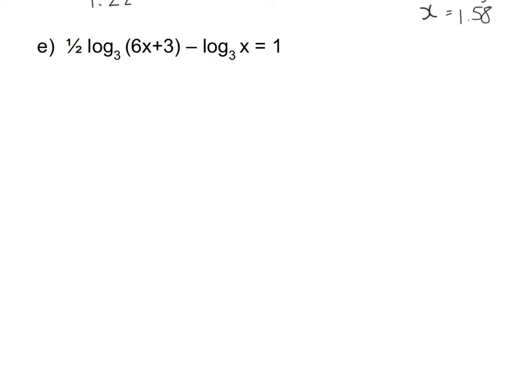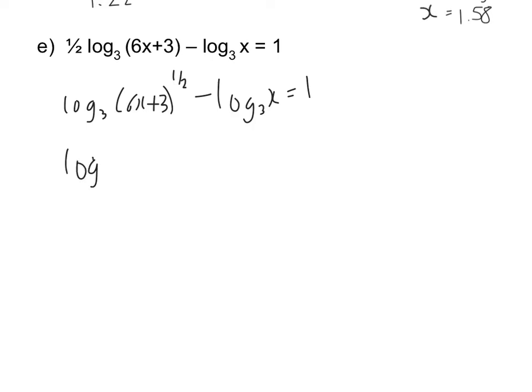So we can deal with the power to begin with, and we can bring the number in front up as a power. And now we've got the log of something minus the log of something else, and we can then use the rule of subtraction to write that as 6x plus 3 to the power of a half divided by x, and that's to the base 3.